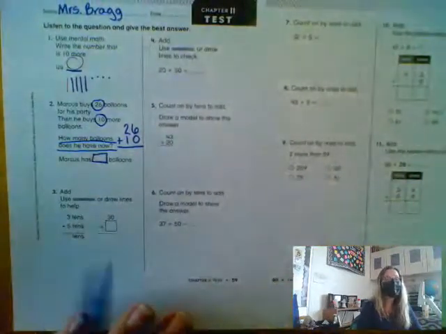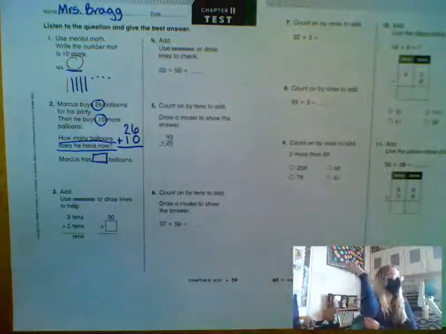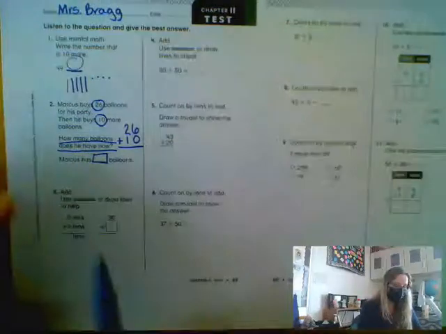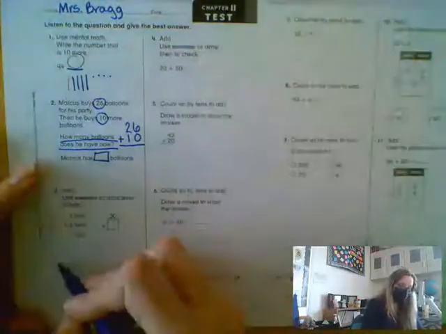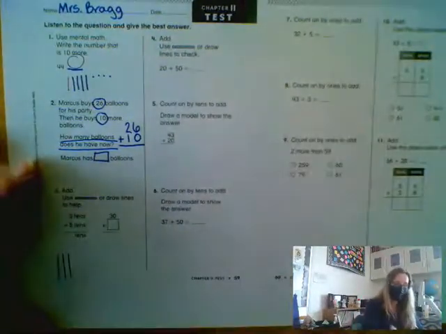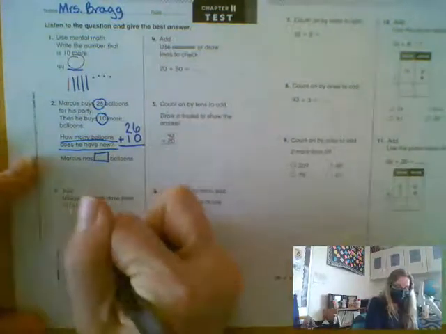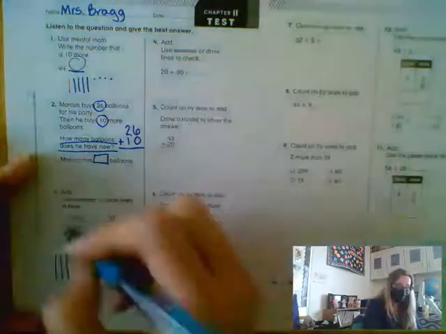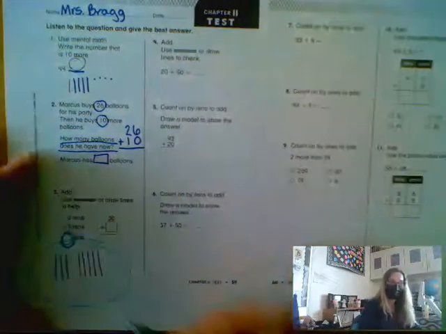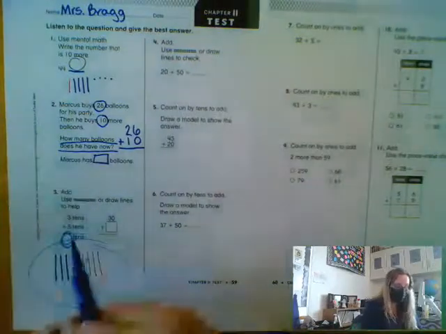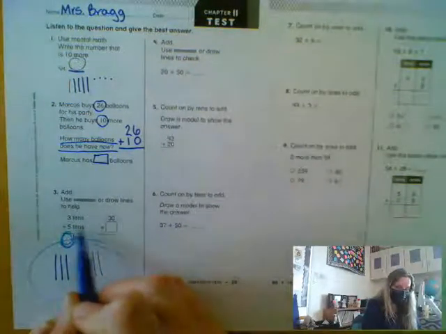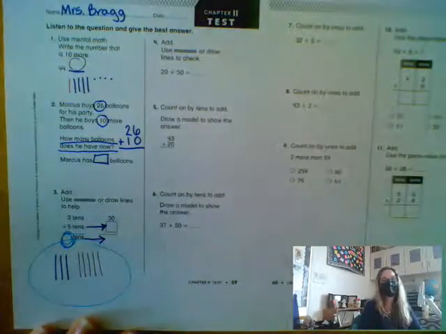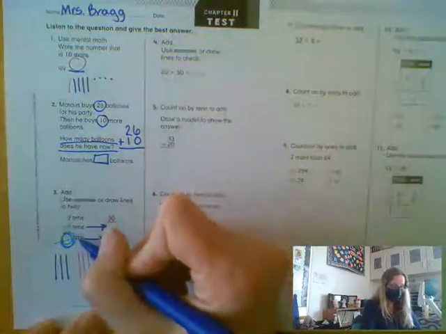For number 3, it says we can either use cubes or draw lines to help. So you can draw lines if you need to. It says 3 10s plus 5 10s is how many 10s? So that means 1, 2, 3 10s plus 1, 2, 3, 4, 5 10s. They want to know how many is that all together. How many 10s? Put that number here. And then convert it. 3 10s is 30. 5 10s is what? And then the answer is what? Okay, so 3 10s, 5 10s, how many 10s?